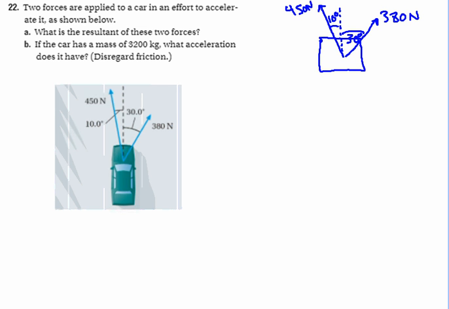What I'm going to do is over here I'm going to draw, let's do this, the 450 and over here I'll draw the 380. And this is the y direction on both of them. Here you have a 30-degree angle. Here you have a 10-degree angle. Okay, why did I go through all that trouble?